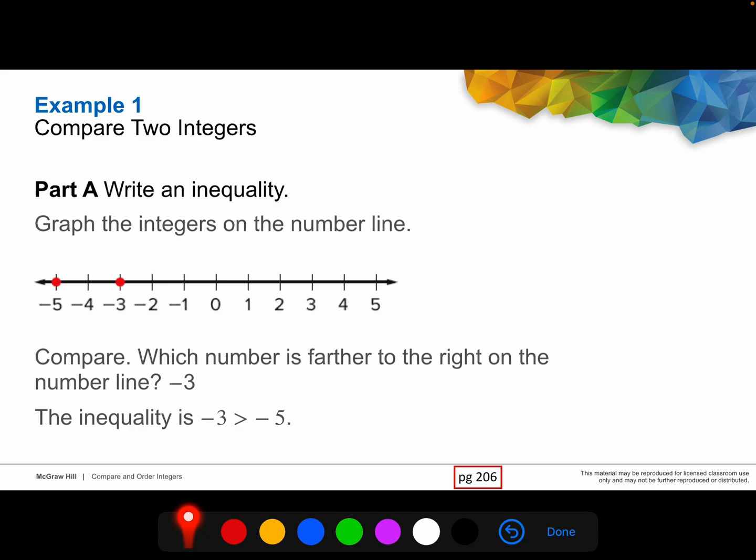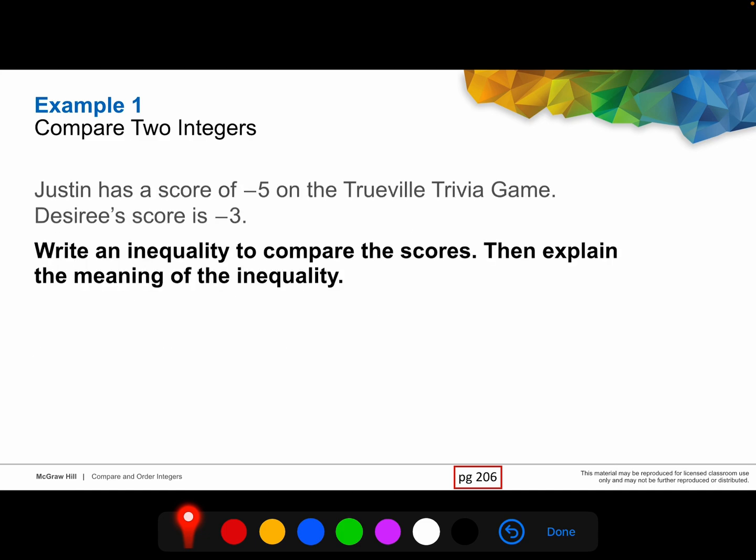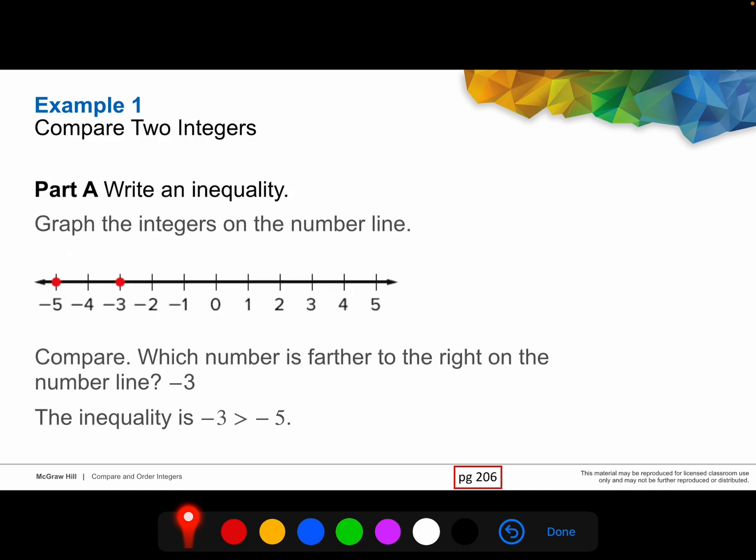So we have a number line which ranges from negative 5 to positive 5. And we know that Justin's score is negative 5 and Desiree's score is negative 3. So we graph those 2 points. And when we compare, we can see that negative 3 is greater than negative 5. So that's going to be our inequality.